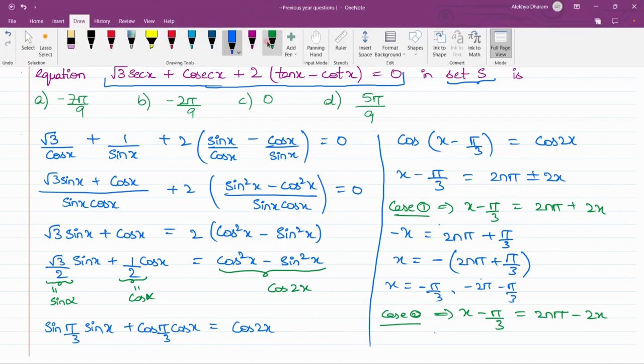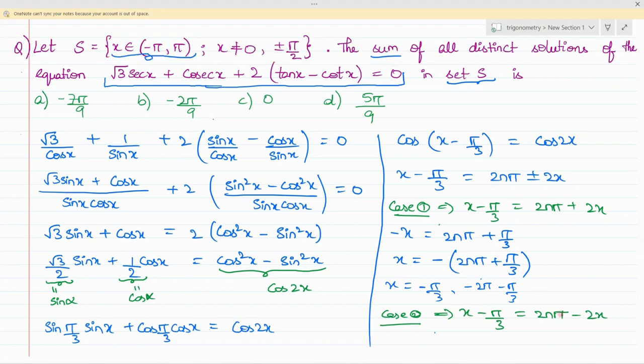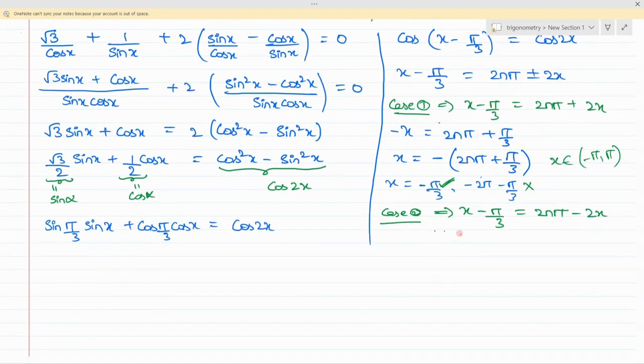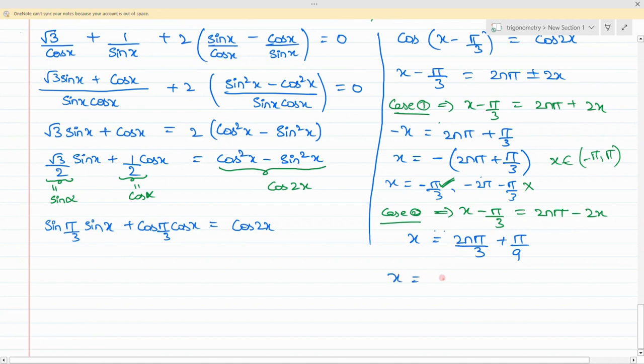But here, what's the range of x? Here, the range is minus pi to pi. So this solution doesn't exist, only there's one solution in this case. So let's solve the solutions for case 2. Here, if we simplify this equation, we'll get x is equal to 2n pi by 3 plus pi by 9. If n is 0, x will be pi by 9. If n is 1, it will be 2 pi by 3 plus pi by 9. If n is minus 1, it is minus 2 pi by 3 plus pi by 9. If n is 2, 4 pi by 3 plus pi by 9.